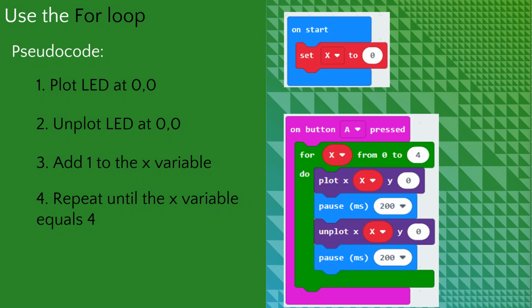So how many iterations is this code going to go through? The program is going to increase the value of the x variable by 1 until the program goes through 4 repetitions. Then it will exit the loop and move on to the next thing. So press the A button and see if your LED blinks on and off as it moves across the top row.